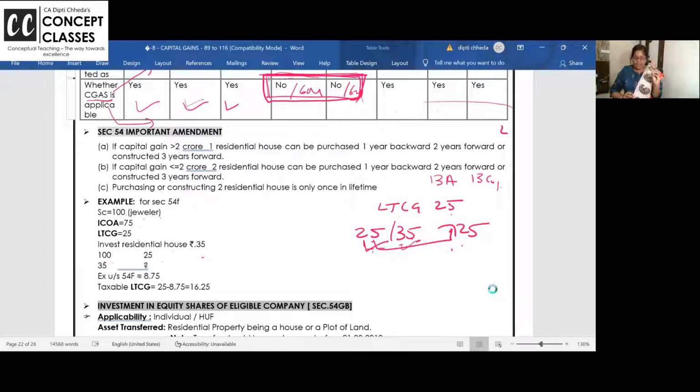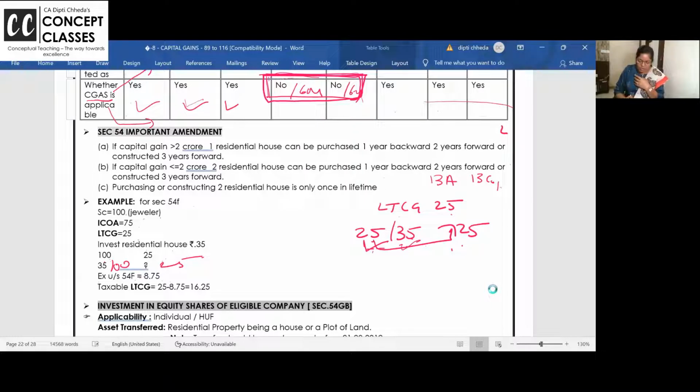Sale consideration 100. Indexed cost of acquisition 75. Long-term capital gain 25. Out of 100 sale consideration, 25 is the gain. Why did you invest 35? Ma'am, if I invest 100, the entire 25 is exempt.